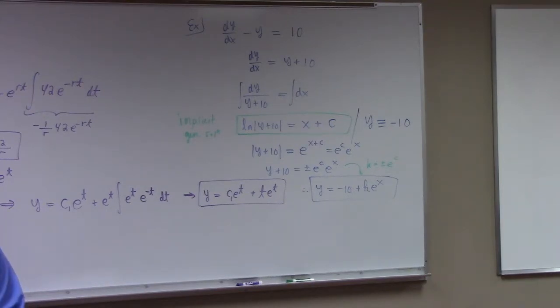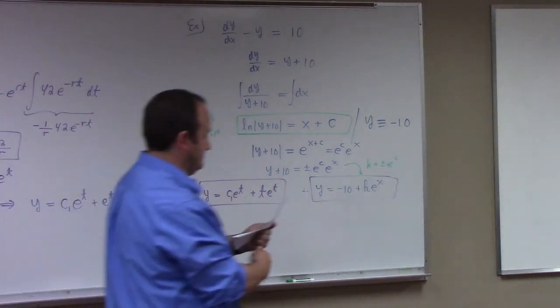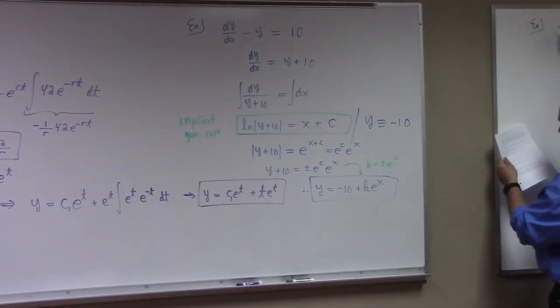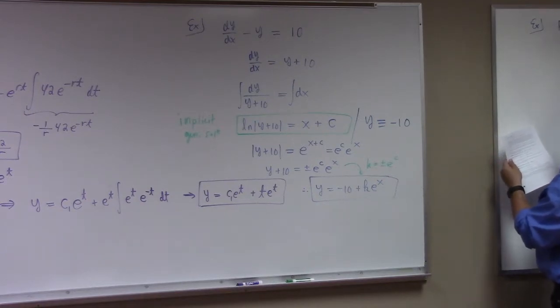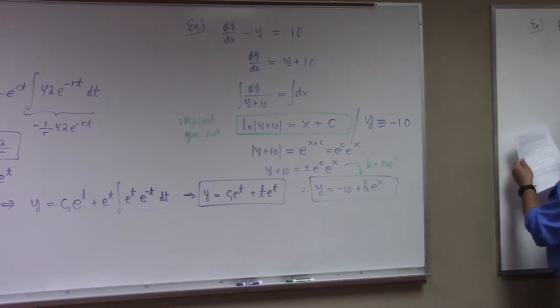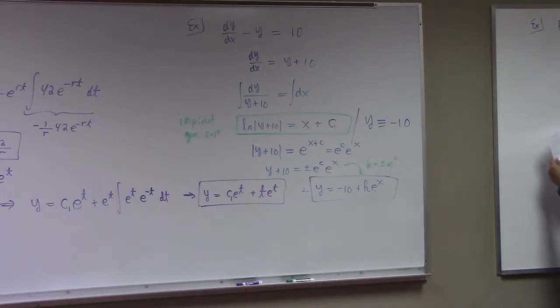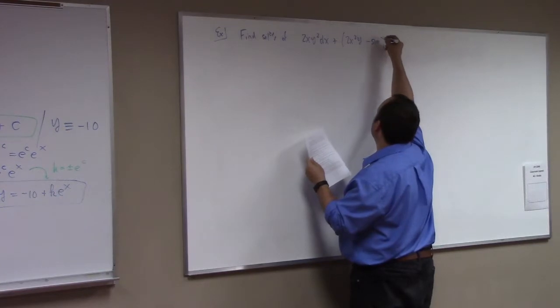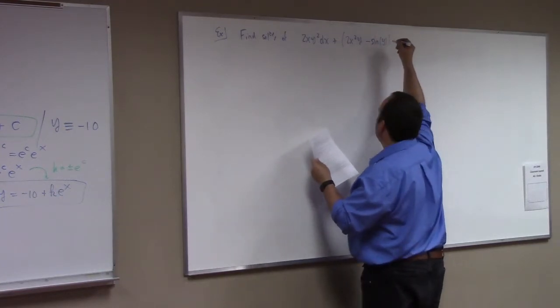Let's try this problem here. Let's find solutions of 2xy squared dx plus 2x squared y minus sine of y dy. Right.